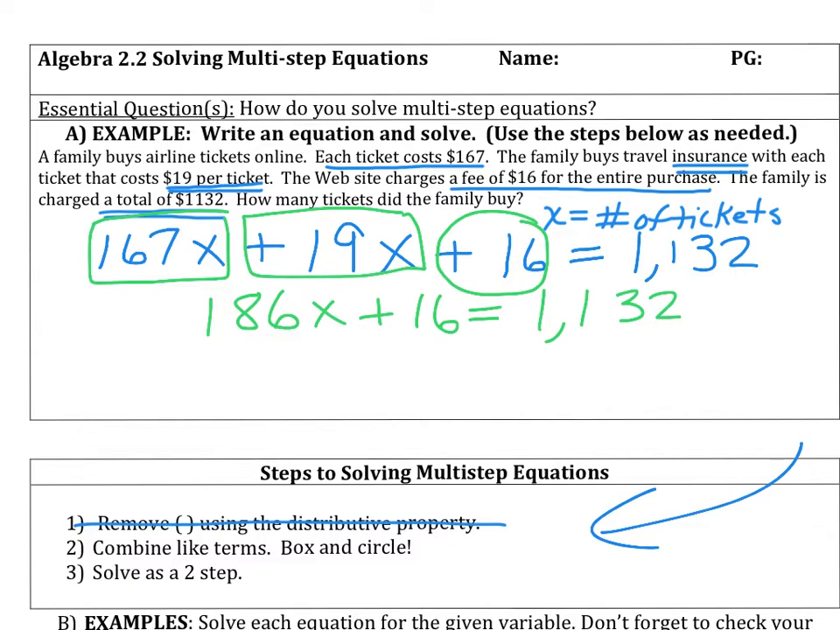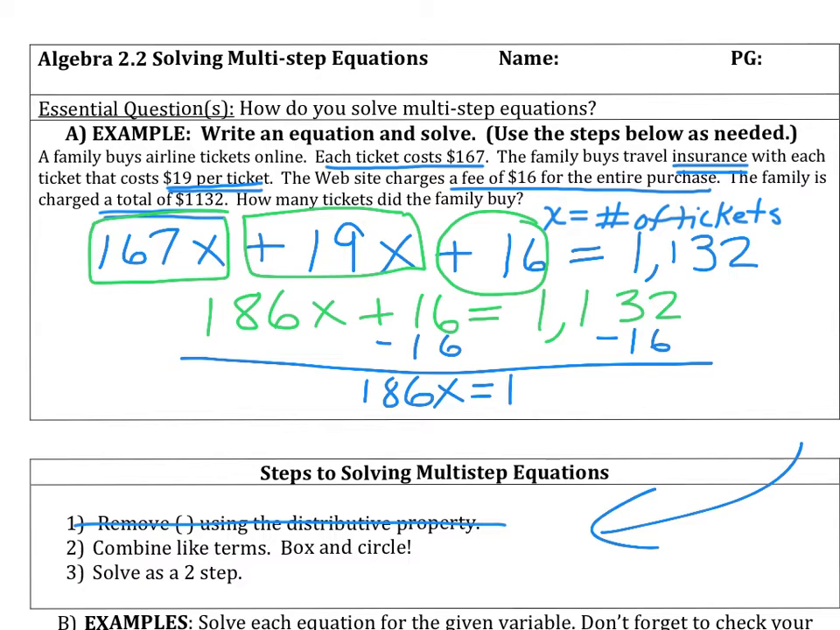To solve, you're trying to isolate the 186x. So we're going to subtract 16 from both sides. And then we get 186x is equal to 1,116. Last step. 186x, so that's multiplying, so we're going to do the opposite, which would be to divide both sides by 186, and that will give us that x equals 6. So going back to the question, how many tickets did the family buy? The family bought 6 tickets.